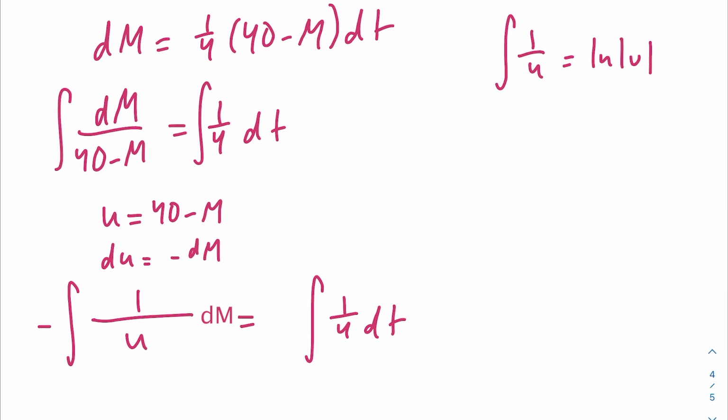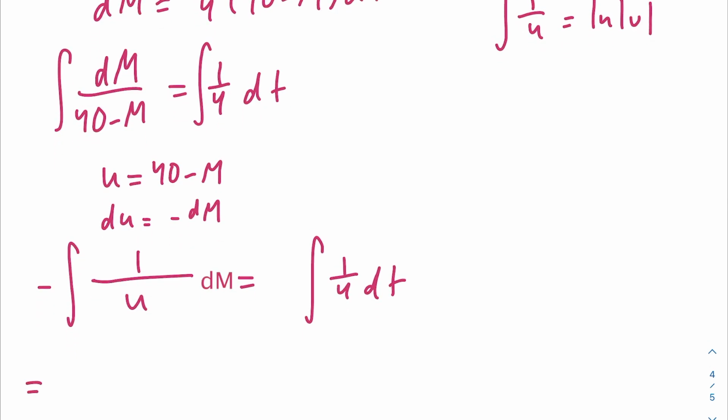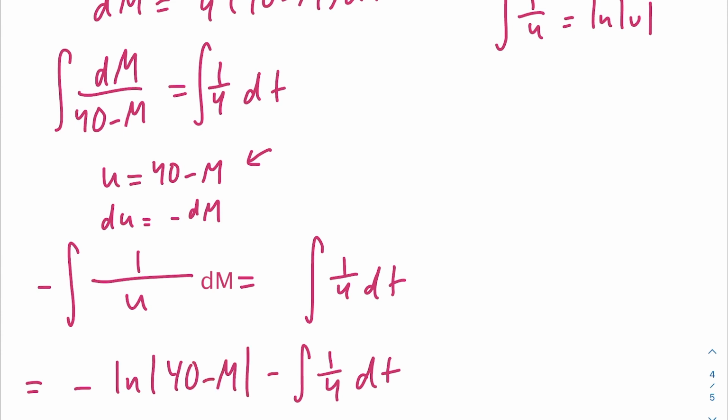So with u substitution, we're going to get that this is minus ln of u is equal to the integral of 1/4 dt. We have this in terms of u. We don't want it in terms of u. We want it in terms of m. So we can substitute our u for what we set it equal to, which is 40 minus m. So we get this. We have successfully integrated the left side.